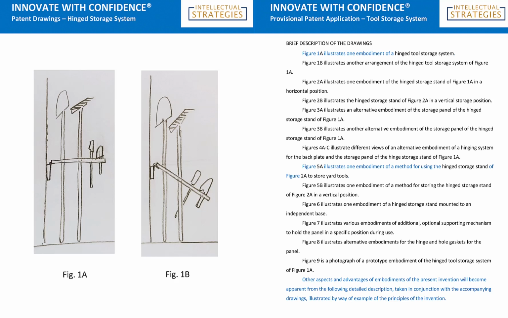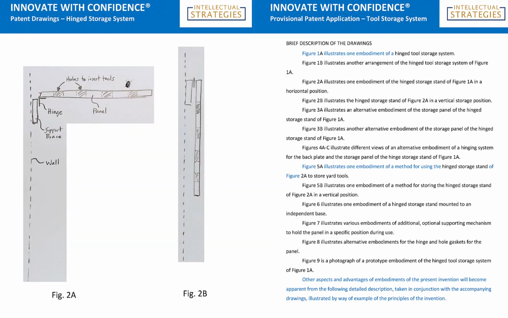So in this case, you can see on the left-hand side here, figures 1A and 1B, and I've numbered them 1A and 1B. You can number them 1 and 2, figures A and B. It really doesn't matter at this stage, as long as you can refer to those drawings and know which drawing you're looking at. Figure 1A illustrates one embodiment of a hinged tool storage system. And Figure 1B illustrates another arrangement of the hinged tool storage system of Figure 1. So you can refer back to other drawings if it helps to more quickly describe what you're showing in another drawing.